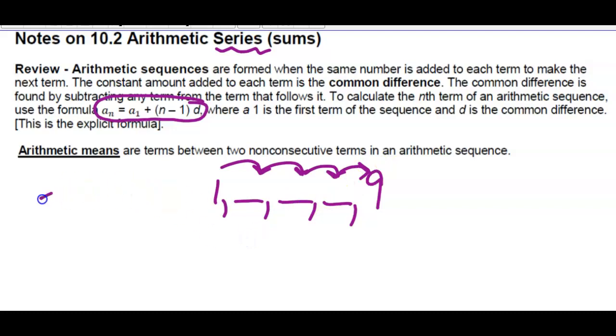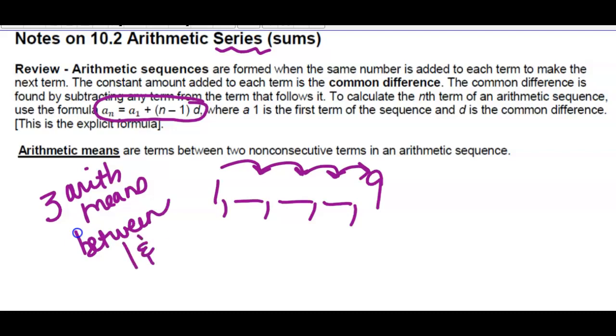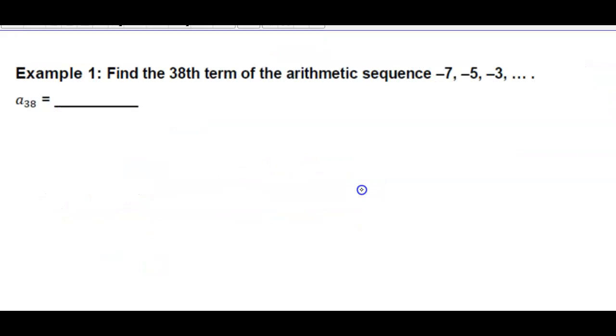So if you said 3 arithmetic means between 1 and 9, this one is pretty easy. You could have logicked it out. It goes 1, 3, 5, 7, 9. But we're going to talk about how to find those. We'll get to an example.